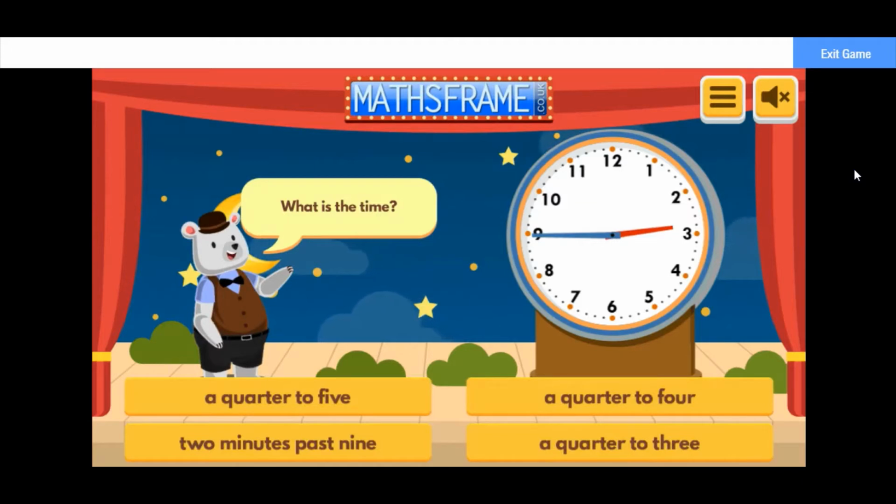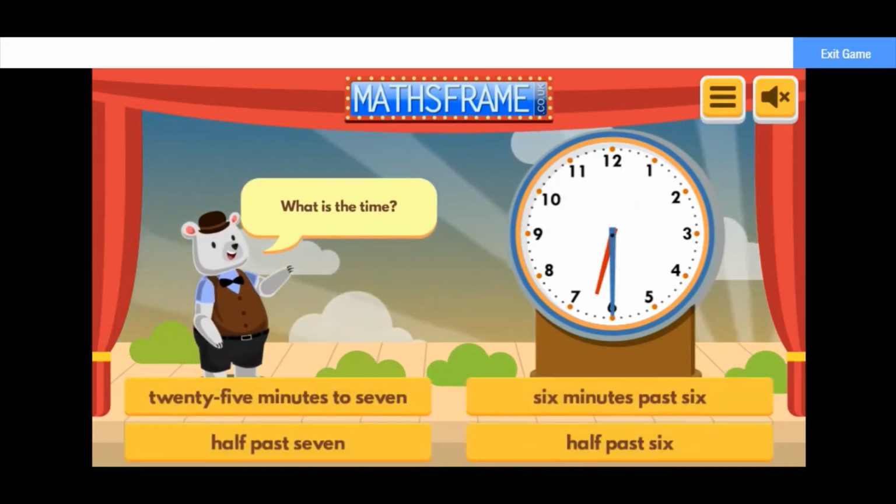Okay, how about this one? Pause it if you need to. Right, so remember that we have half past, quarter past over here, and this is quarter to. Okay, these ones have special names. So quarter to. Quarter to which hour? We are quarter to 3.